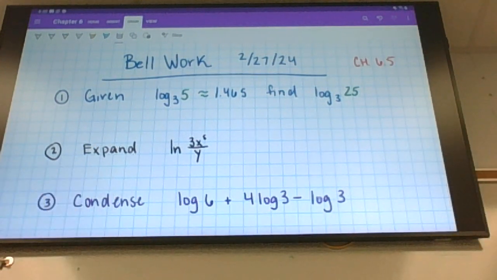Come at the right time. All right, so all three of these review yesterday's properties of logarithms. We're gonna have one more today, which is actually easier than the others.